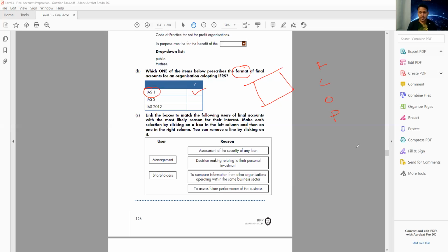Otherwise, we could say first operating expense, then cost of sales, then revenue, and we find the profit. The figure will be the same anyway, but the presentation will not be right, because the presentation has to follow IAS 1.